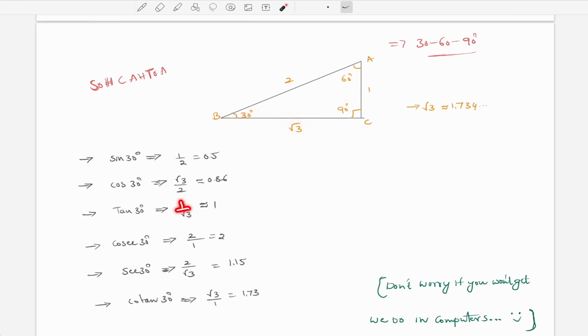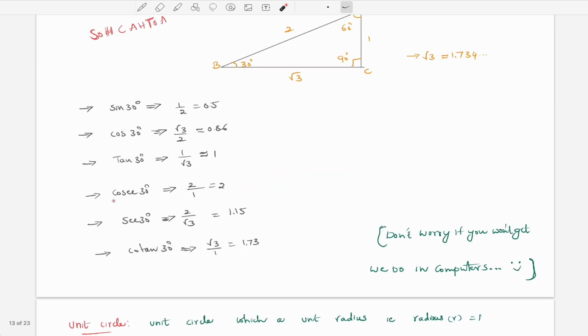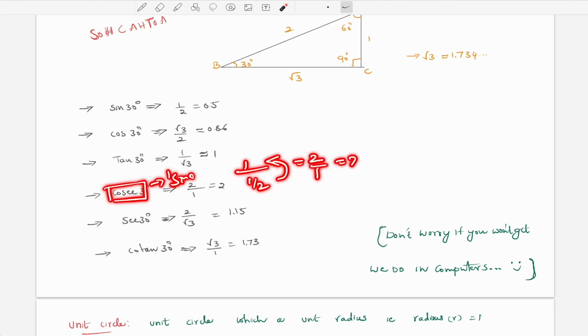So 1 over root 3 is approximately equal to almost 1. I hope you're getting it. So we just find these values, and I just want to find the reciprocals of it. So what are the reciprocals? Cosecant. What is cosecant? It's 1 by sine, right? So 1 by 1 by 2, then it will become 2 by 1, and the value is 2.